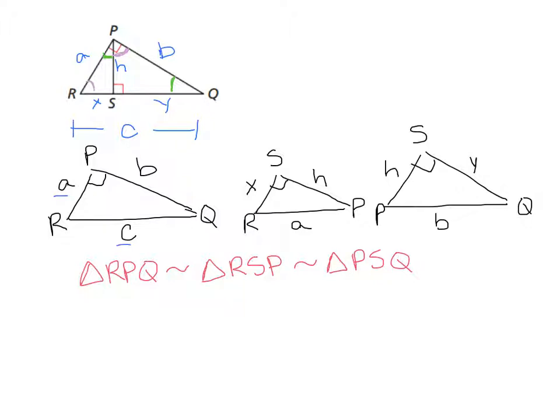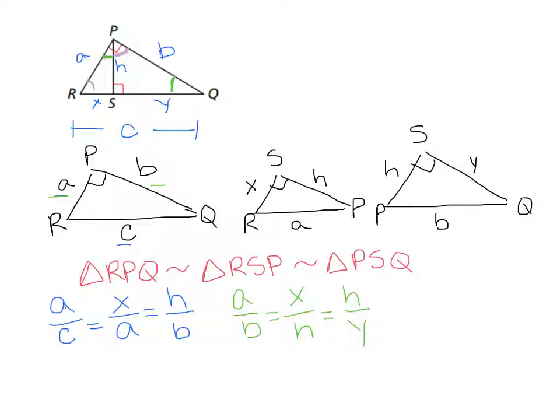So I have A and C. That's what I'm going to start with. A over C, same as X over A, which in that third triangle is the same as H over B. Then let's look at another pair. Now let's look at A and B. I have A over B, so that's the same as X over H, which is the same as H over Y. And then I'm going to look at my third pair. I haven't used B and C together, so I'm going to do B and C. That gets me B over C, which is equal to H over A, which is equal to Y over B.